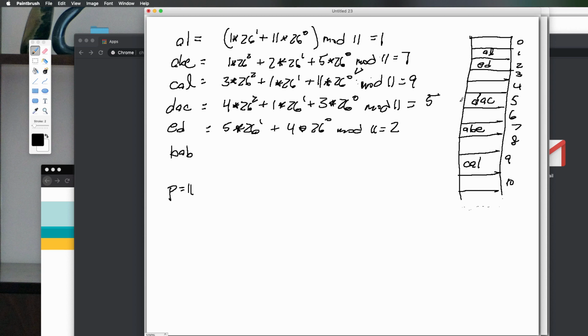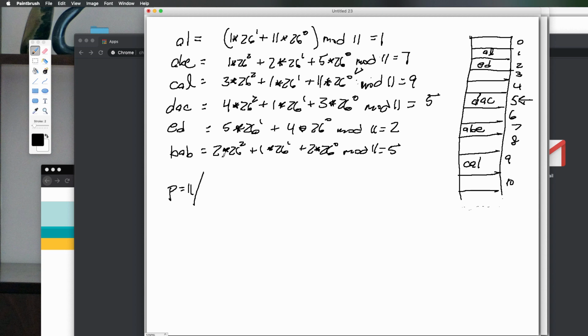Okay, now if I come over here and I calculate Bab, that is actually going to be 2 times 26 squared plus 1 times 26 to the first plus 2 times 26 to the 0. And when I do that mod 11, I am going to get a 5. So I've got a conflict right over there. So the question is how do I rehash this?